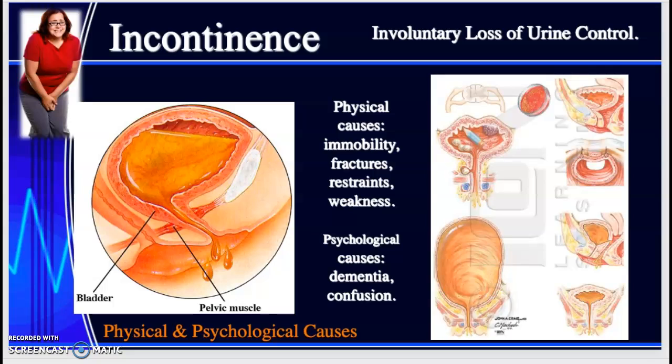Okay, so this is part two of the elimination lecture, and we're going to start with incontinence. Incontinence is the involuntary loss of urine control, and it can be caused by physical events, for example, immobility, fractures, restraints, weakness, or it can be caused by psychological causes, for example, dementia or confusion. And remember, you can be incontinent for stool and bladder. In this situation, we're just talking about incontinence of urinary control.